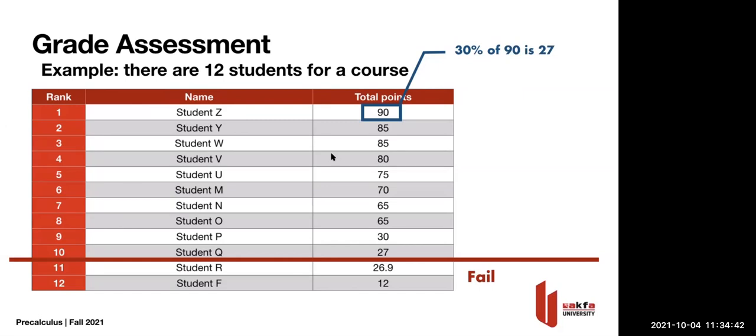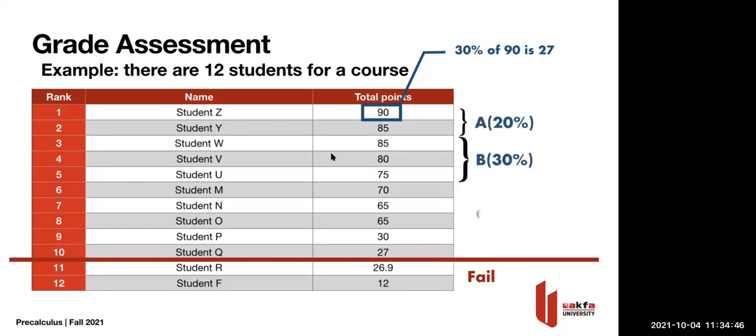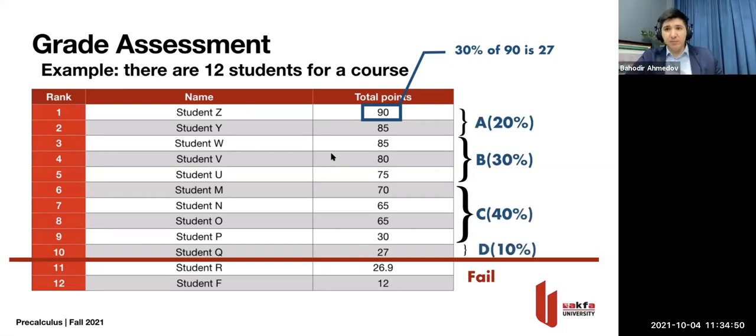Student Z. And why? Yes. Because two students, yes, because they are in the top 20%. Okay, they're going to get A. And then the next 3 students, because they are 30% of the 10, right? Yes. Are going to get B. The next 4 students are going to get C, because they are 40% of the 10. And the next one is going to get just D, 10%.